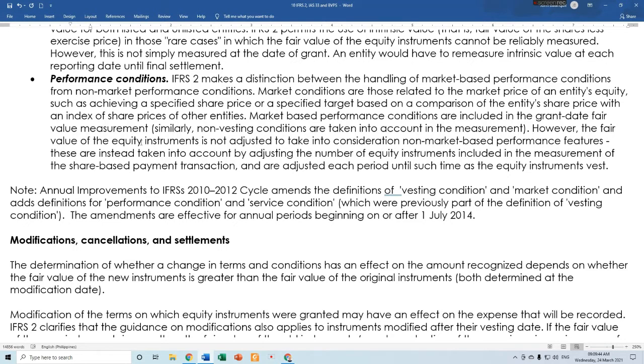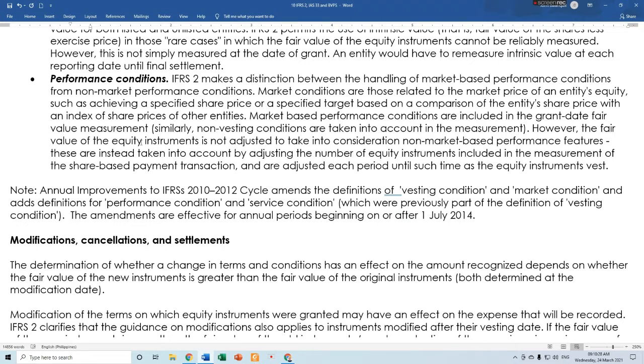Similarly, non-vesting conditions are taken into account in the measurement also. Okay, so we need to consider that, or we need to incorporate that, okay, in the measurement of your grant date fair value. Okay? However, the fair value of the equity instrument is not adjusted to take into consideration the non-market-based performance features. Okay? Yung non-market performance-based features, ito yung mga beyond market conditions. So in other words, sabihin natin, yung turnover ng employees, yung profit ng company, yung mga ganun, non-market based dun.